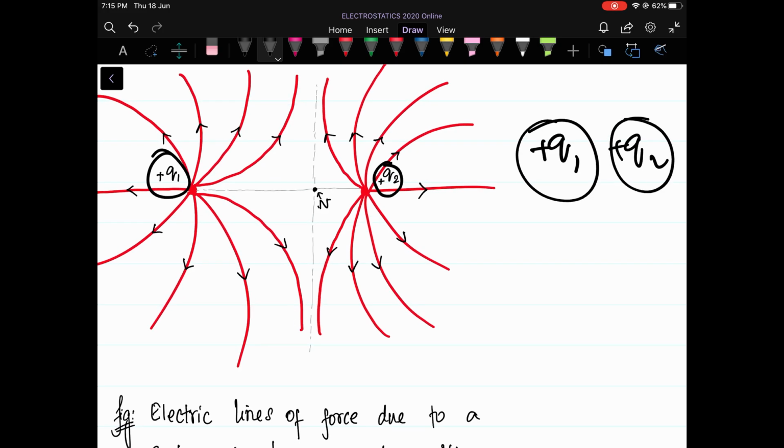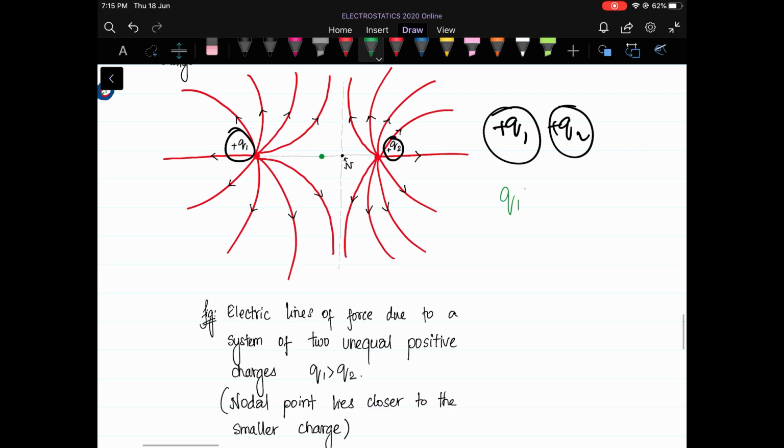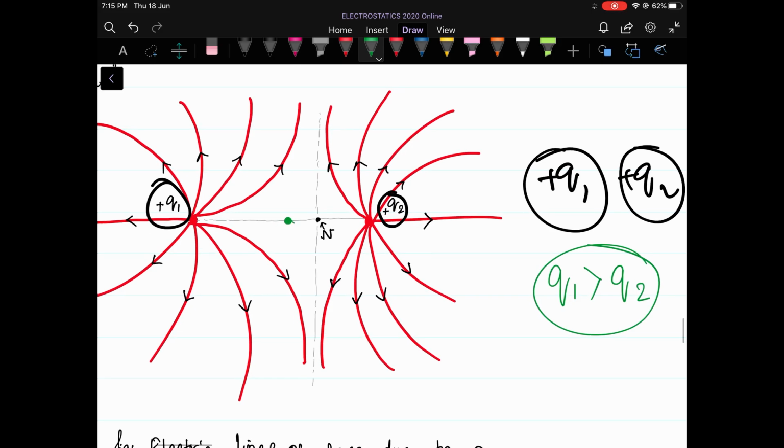First we are going to find where the nodal point should be. To do that, in this case let's say Q1 is greater than Q2. Now, if I take a point exactly in the middle between these two charges, I can tell you that the force applied by the first charge at this point will be greater than the force applied by the second charge, because the distance is the same, but since this charge is bigger in magnitude, it is going to apply more force at this point. As a result, the net force here cannot be 0.